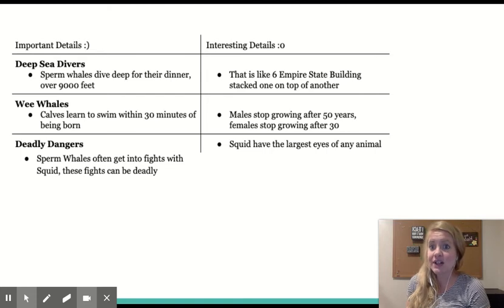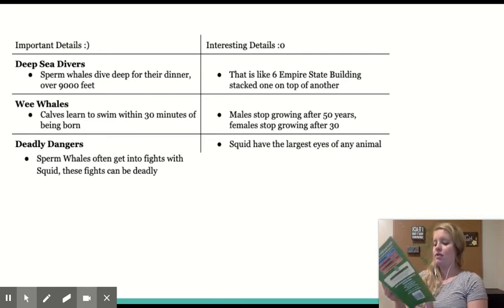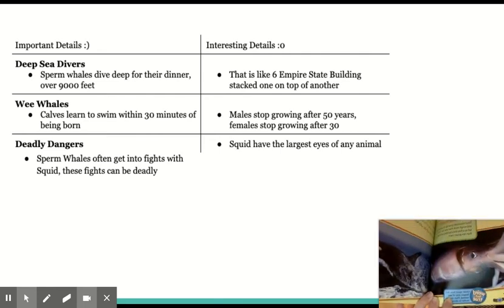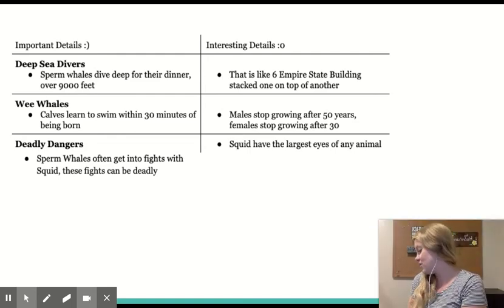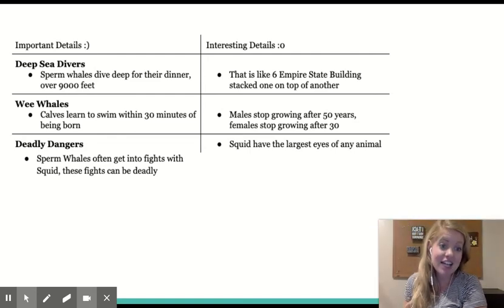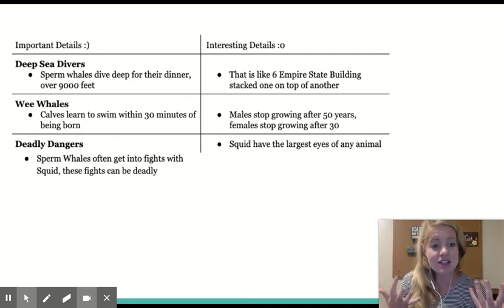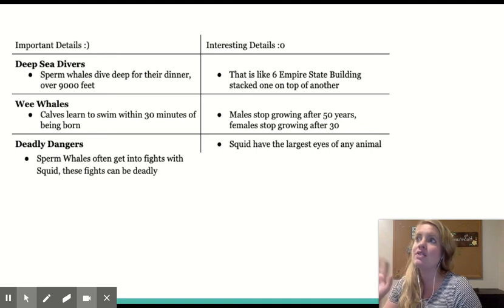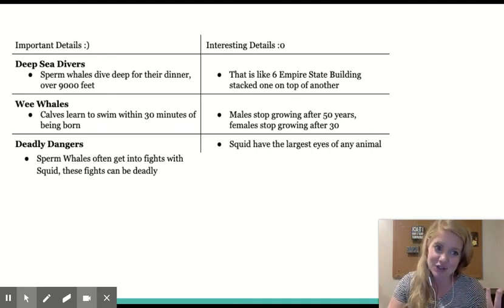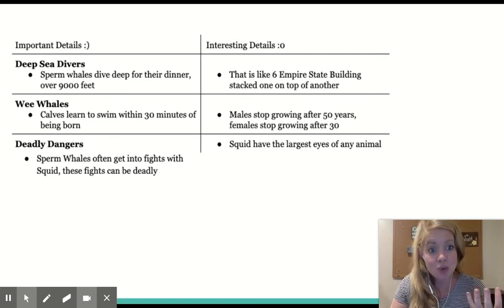Okay, so if we're looking at deadly dangers, what did I say there? An important detail is that sperm whales often get in fights with squid, and they can often be deadly. However, this weird but true fact that squid has the largest eyes of any animal, that's more of just an interesting fact, right, scholars? Okay, so I hope this helps you to understand that sometimes when we're reading nonfiction books, some of the facts are important and some of the facts are just interesting.